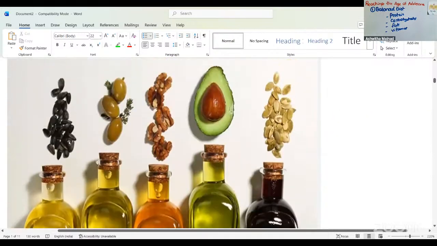Okay, and oil, like sunflower oil, olive oil, walnut oil, avocado oil, pumpkin oil.